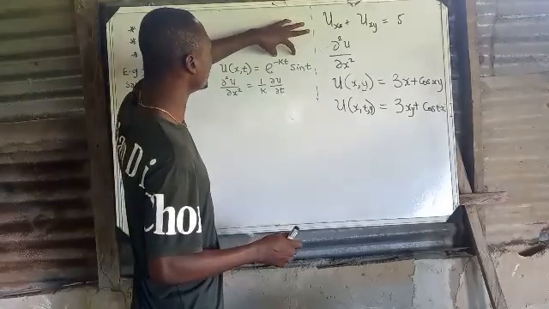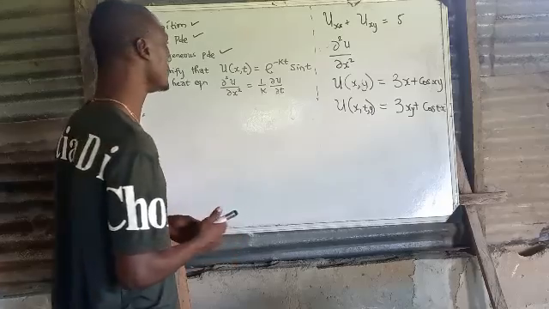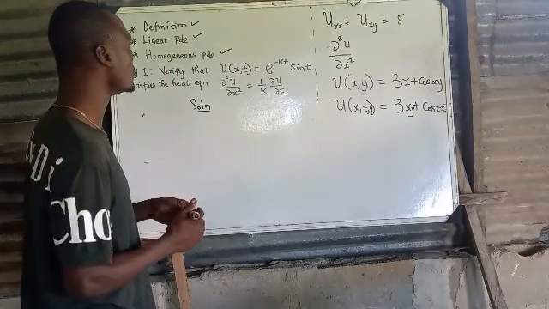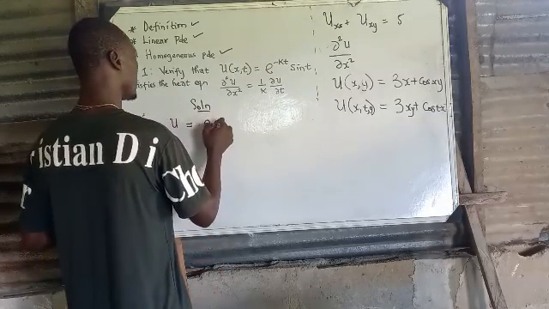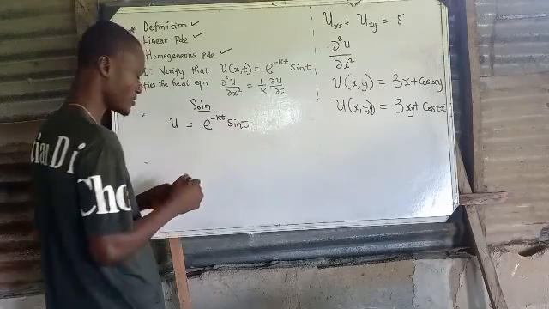Now, the solution is this. We want to show that this solution satisfies this differential equation. How do we do that? The first thing you do is you write your solution. u is equal to e^(-kt) sin t.